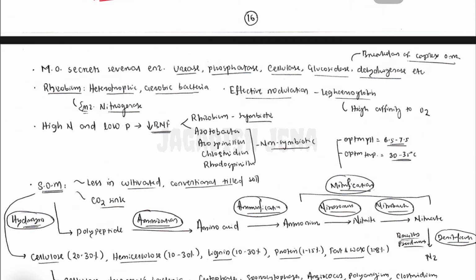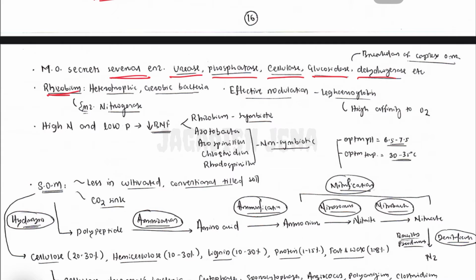Microbes or microorganisms secrete several enzymes like urease, phosphatase, cellulase, glucosidase, dehydrogenase. These help in breakdown of organic matter. Some enzymes help in nutrient transformation. In organic matter there are different biomolecules found, right? So for decomposition or disintegration of different biomolecules, different types of enzymes are secreted by different microbes. Okay.